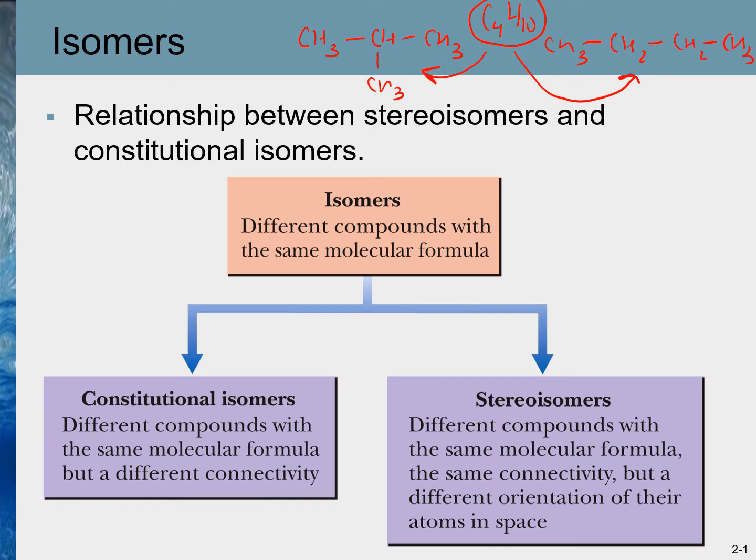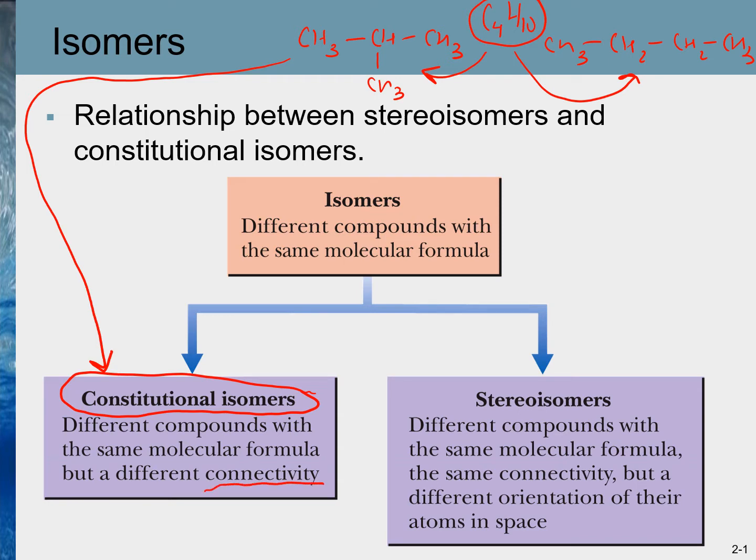Now, isomers can be subdivided into two categories. So one category is known as constitutional isomers. These are the types which we defined earlier, and the example which I wrote earlier is an example of constitutional isomer. So constitutional isomers are different compounds with same molecular formula but different connectivity. And as we can see that in this case, the methyl group connectivity is different than the other compound.